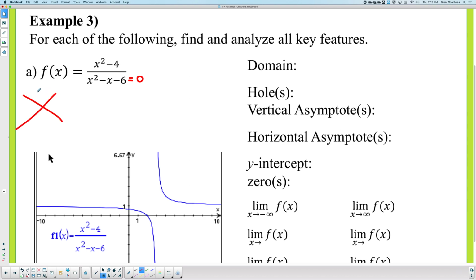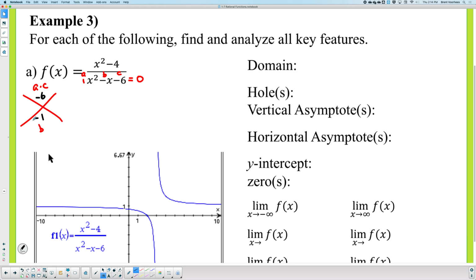If you remember X method, you put the a times c value up top, and the b value down below the x, where a is the number of x squareds, b is the coefficient in front of x, and c is the constant. I don't have a number of x squared, so what is my coefficient then? 1. And so 1 times negative 6 is negative 6, and my b value is negative 1. Remember, you're looking for a product of negative 6, a sum of negative 1.